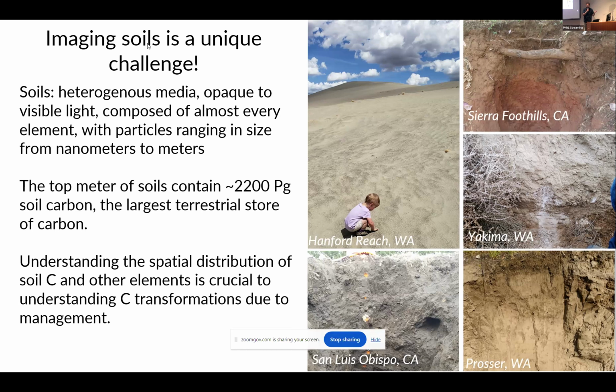Most soils are opaque to visible light, and they contain almost every element and particles ranging from nanometers to more than meters. And it wouldn't be soil otherwise. The top meter of soil contains about 2,200 petagrams of soil carbon, and that's our largest terrestrial source of carbon. Understanding the spatial distribution of carbon and other elements is crucial to understanding carbon transformations due to management. So things that we can control, right? We want to control carbon accumulation.